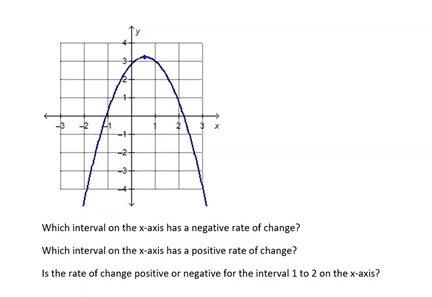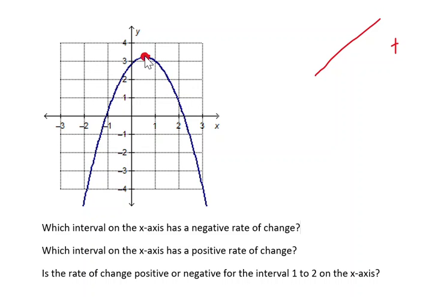Let's talk about rate of change and how do we know when a quadratic function has a positive rate of change and when a quadratic function has a negative rate of change. Recall from linear functions that a positive rate of change is as x increases, y increases. So this is similar in quadratic functions, but we're only increasing on one side of the vertex.